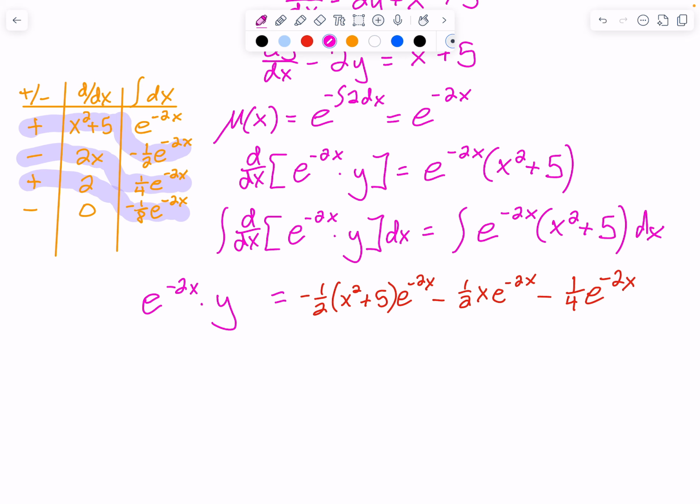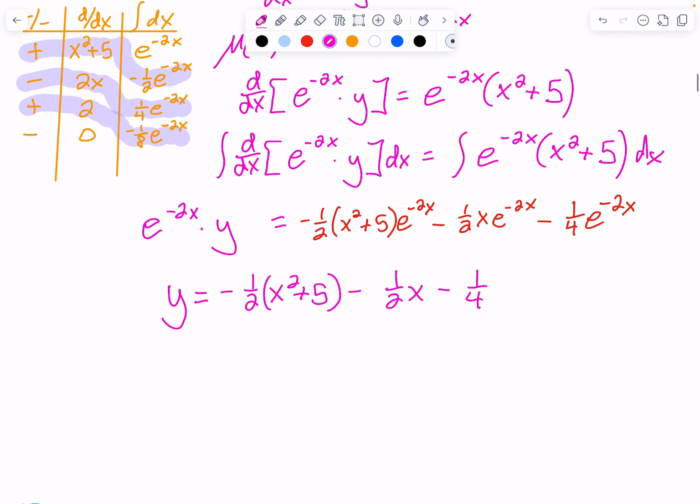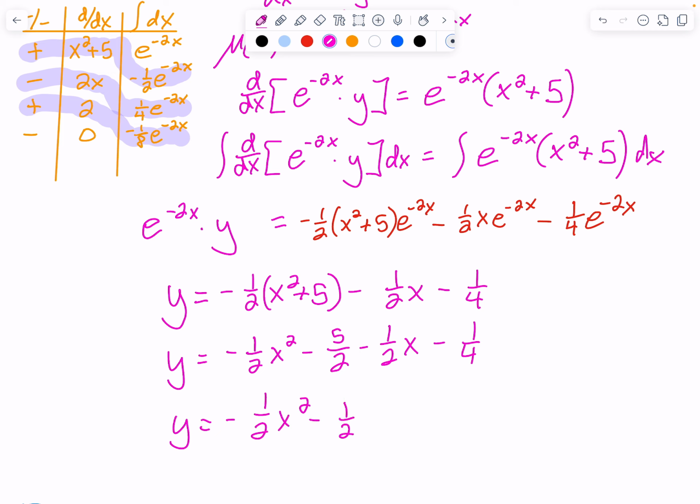Now I'm going to multiply everything by e to the 2x, and that actually gets rid of all the e's, thankfully. So I am going to drop my e's. All right, and then all I've got to do is simplify. So y equals negative 1/2 x squared minus 5 over 2 minus 1/2 x minus 1/4. Then I can combine like terms: negative 1/2 x squared minus 1/2 x, and you can use your calculator if you need, negative 11 over 4.